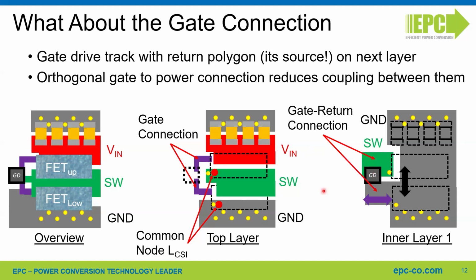Also, it is worth noting that the gate drive currents are mostly horizontal, while the power loop currents are mostly vertical. So this orthogonality is reducing the common source inductance to a minimum.